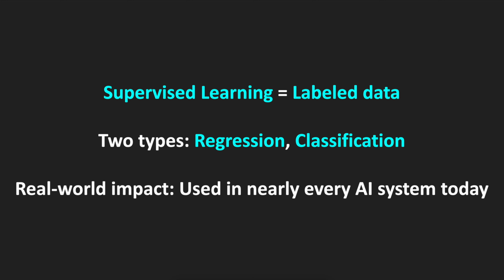So if we summarize, supervised learning basically equals labeled data. If our data is labeled, that is supervised learning. And there are two types, as we have seen, regression and classification. And what is the real world impact of supervised learning? It's basically used nowadays in nearly every AI system.